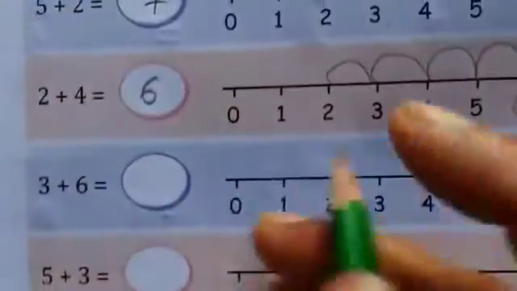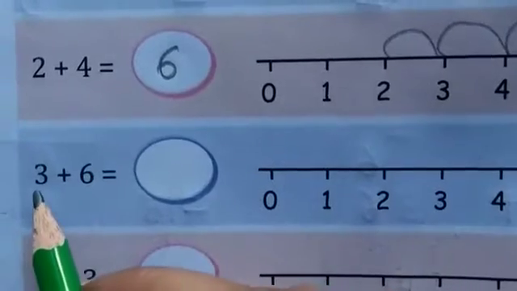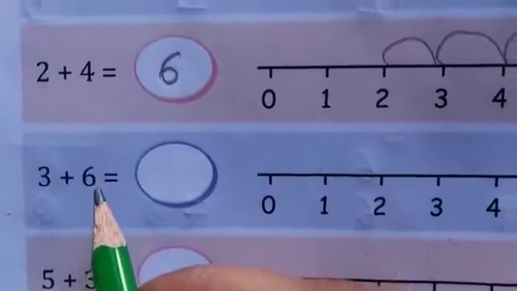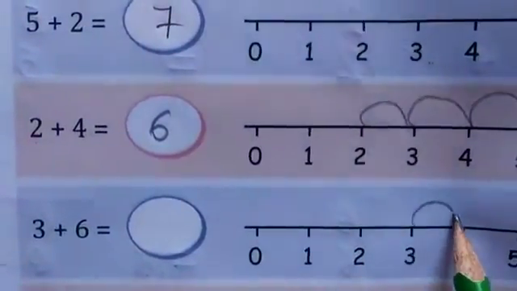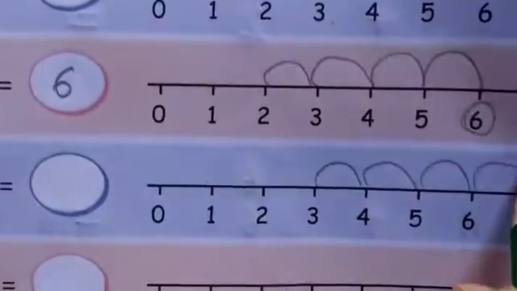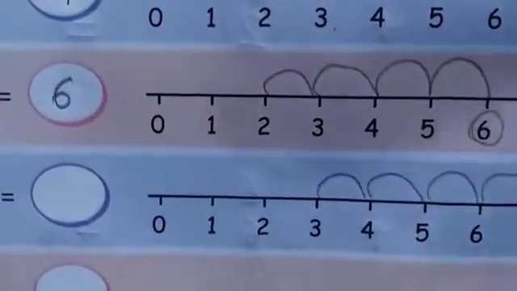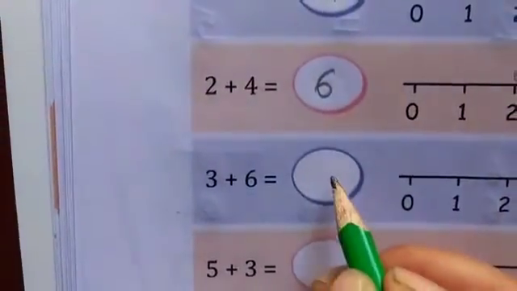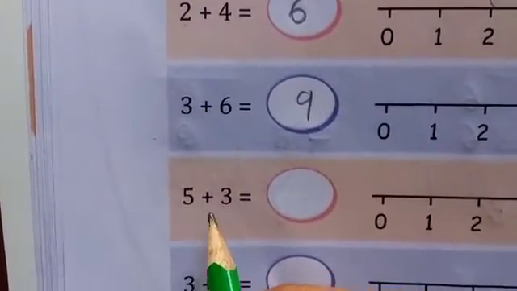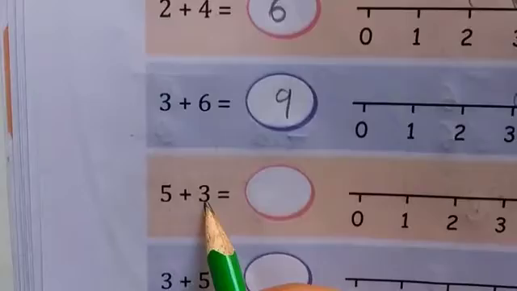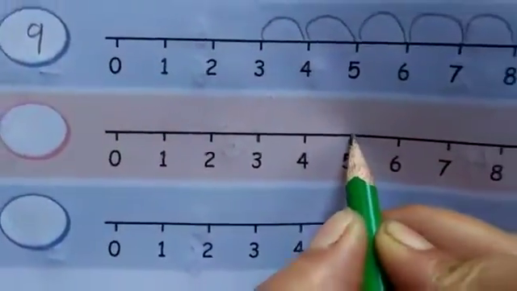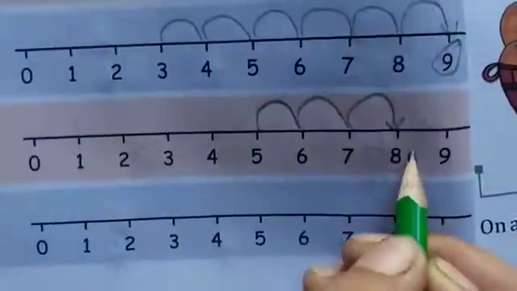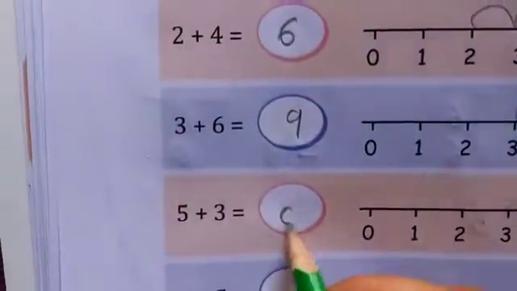Okay. Next one is 3 plus 6. We start from the first number, 3. Then how many numbers do we go forward? 6. Okay. 1, 2, 3, 4, 5, 6. So the answer is 9. Okay. So we write here 9. 5 plus 3. The first number is 5, so we start from 5 and go forward 3 numbers. 1, 2, 3. This is the answer. So we write here 8.